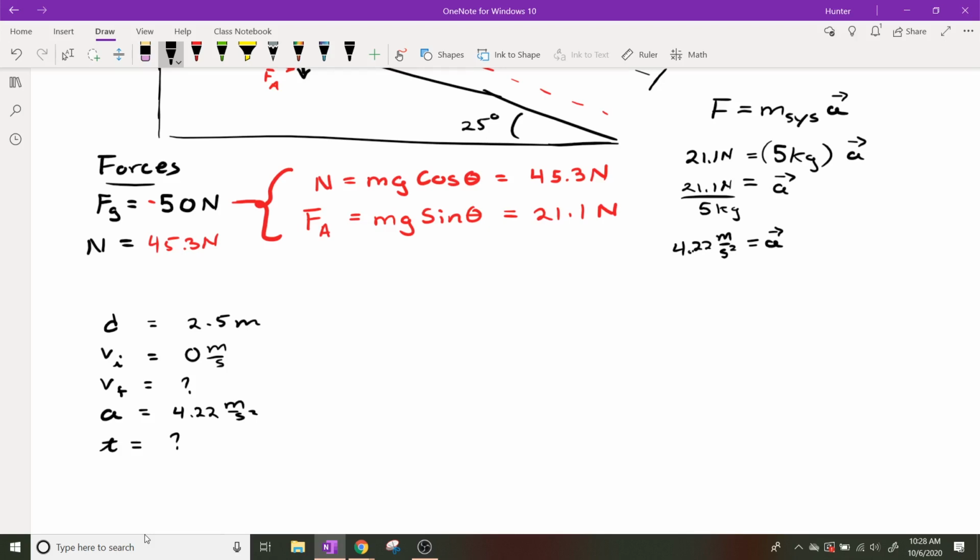An eighth of a second. 2.5 meters in an eighth of a second. Oh, 0.8 seconds. Okay, an eighth of a second is not 0.8 seconds. Just making sure that we're clear on that. What kinematic equation are we going to use? We have options.